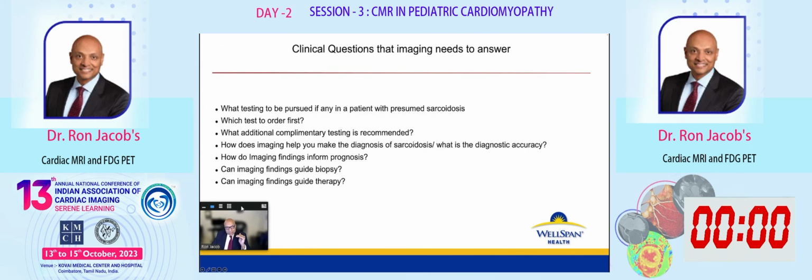So in thinking about this, what do we need to answer with cardiovascular imaging? First of all, what testing do you pursue? Somebody comes with presumed sarcoidosis, and in India, TB is going to be your great mimic. But generally, TB is usually evident in the clinical context in which you see it. Sarcoid can sometimes be very difficult to diagnose because it has a variety of ways in which it presents. So which test to order first? Do you order MRI, PET, and when do you do both?